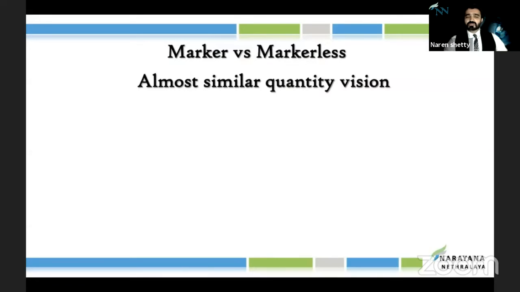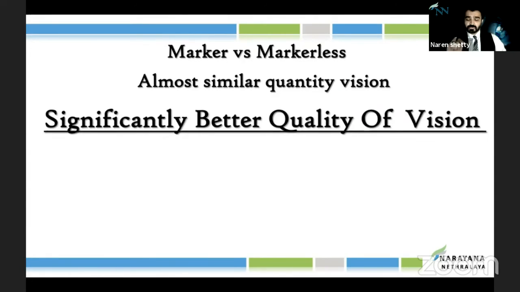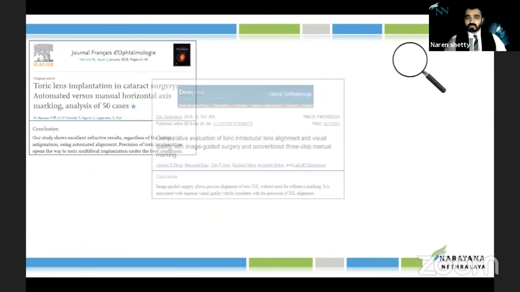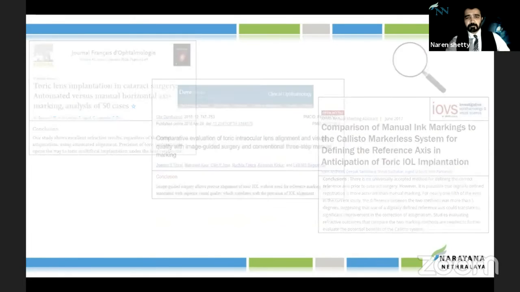Now, what's the difference between manual marking and a markerless system? Actually, in quantity of vision, absolutely no difference, but in quality of vision, there is a significant difference, especially if you're using a toric trifocal lens. It makes a huge difference, not just when you test. In fact, the patient itself appreciates a huge difference in terms of quality. There are a lot of studies showing the same.